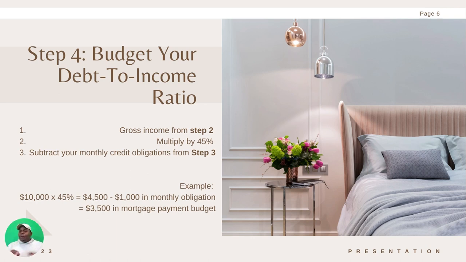And then I want you to multiply all of that income by 45%. And the reason why we do 45% is because most of the time, we're only going to go up to the maximum of 50% ratios. Now, once you go into underwriting, we can have a little bit more wiggle room and say, oh, we can do 49%. Oh, we can do 54%. Oh, we can do 60%. And that's all dependent on your loan program.